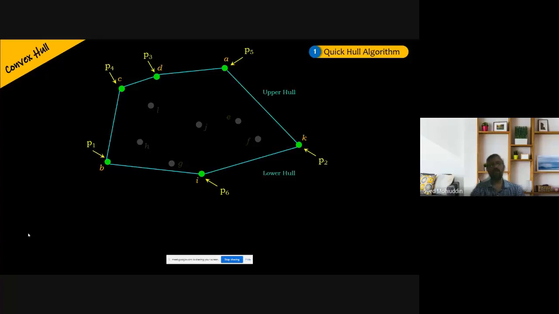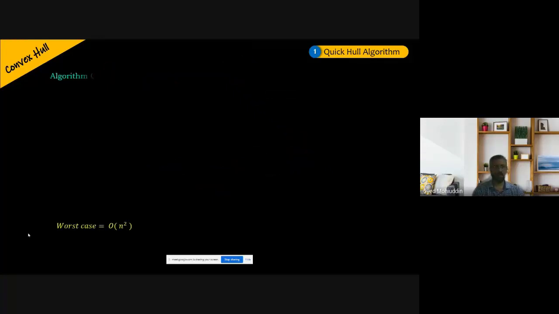So this is how the quick hull algorithm works, using the divide and conquer approach. It takes the 2 extreme points and divides into 2 halves, and recursively, or repeatedly, applies the same procedure and finds the extreme points. So this is how the quick hull algorithm works. Let us try to quickly look at the algorithm here.